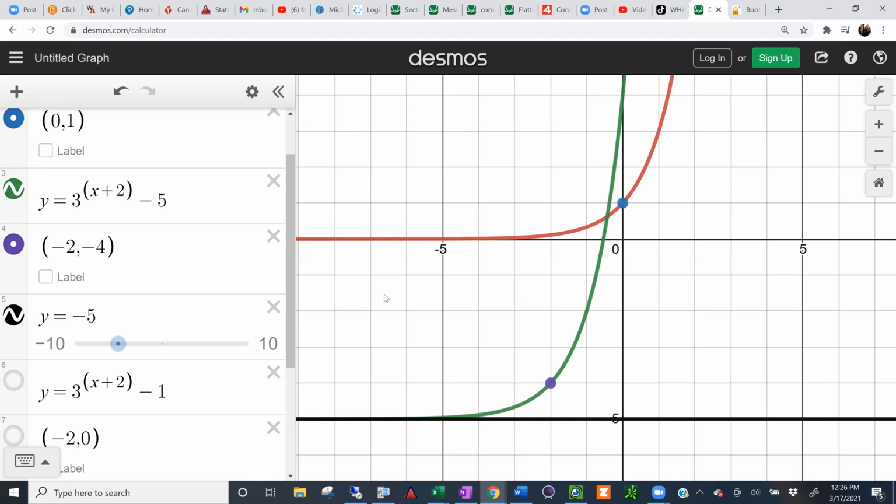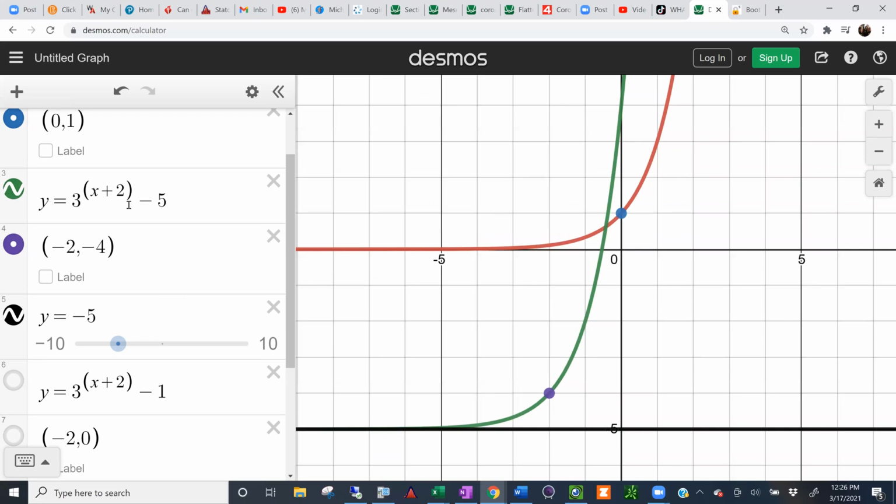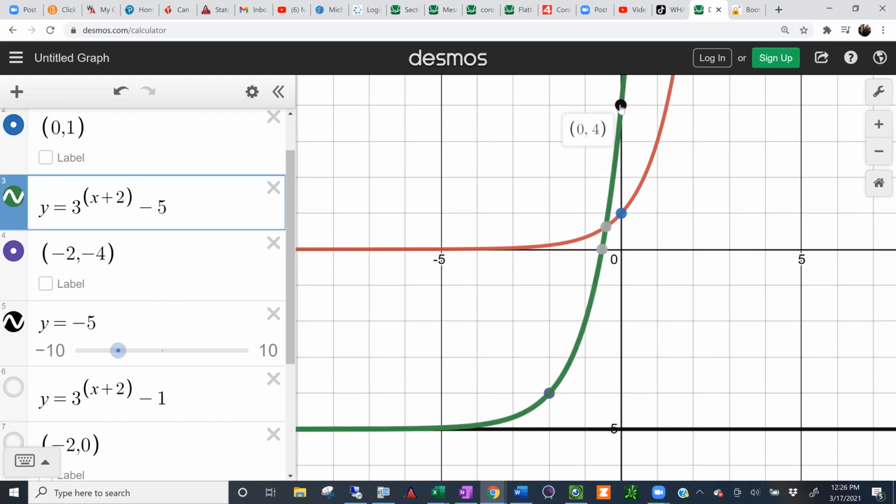By the way, bonus points here. How can I figure out what the y-intercept is for this new graph? Set x equal to 0 and solve. Excellent. Set x equal to 0 and solve. So 0 plus 2 is 2, 3 squared is 9, 9 minus 5 is 4. So this should pass through exactly at (0, 4). Nice. How's that one looking?